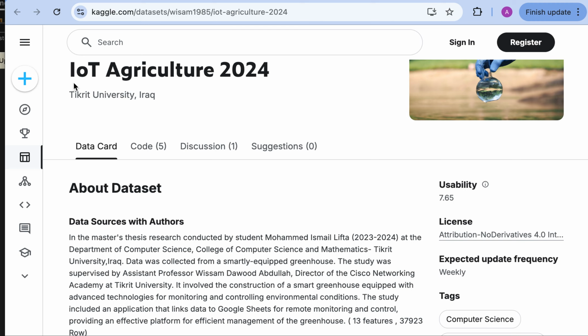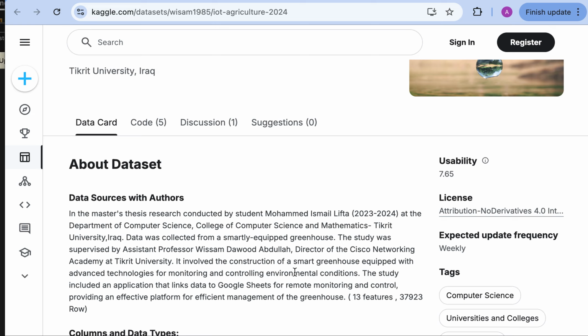Ahmed Abdelhadi, and today we are gonna explain this dataset. It's called the Internet of Things Agriculture 2024. It was done by Muhammad Ismail Lifta from the University of Tikrit, Iraq.